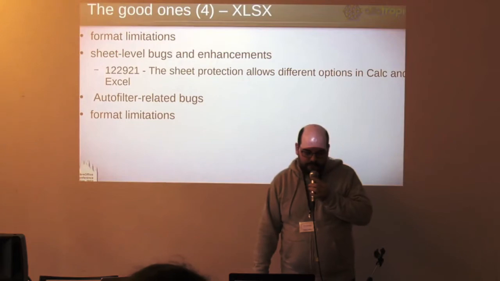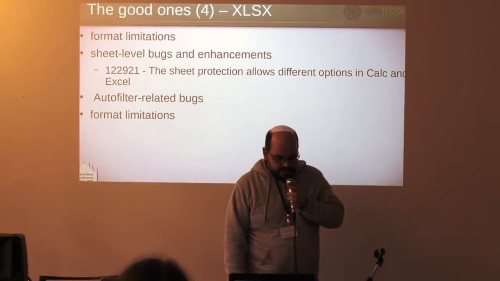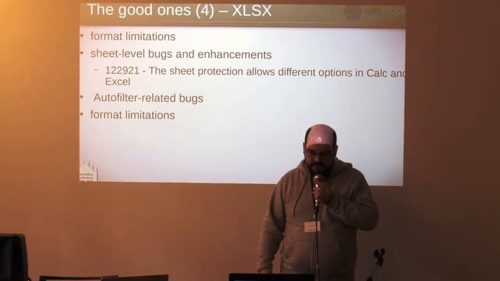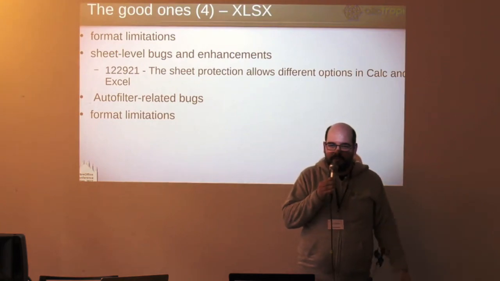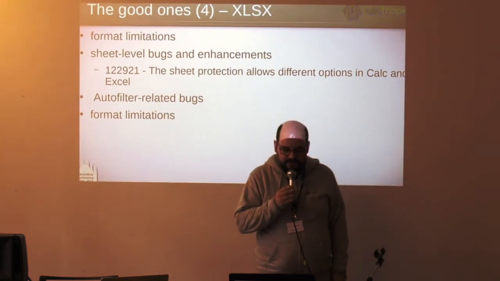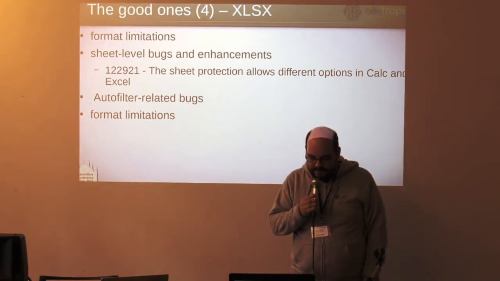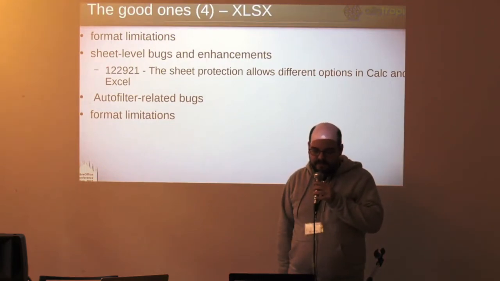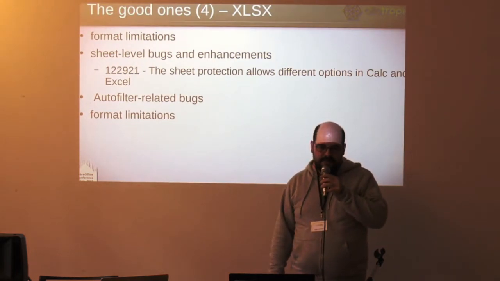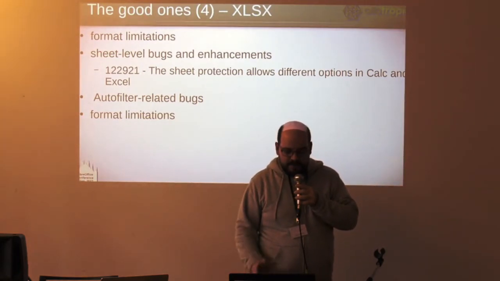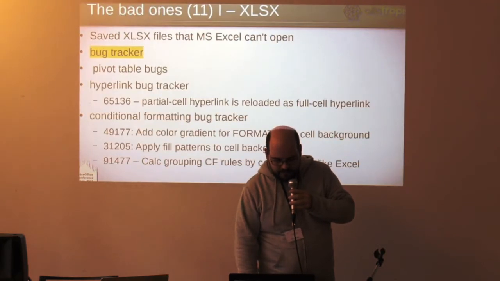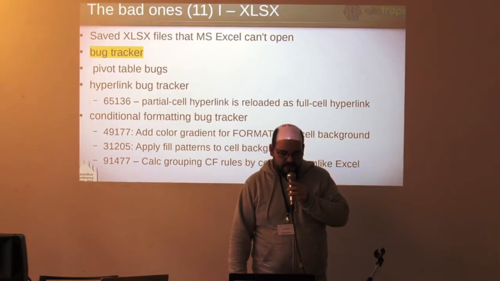And finally, we have some good ones at XLSX, finally at that. So perhaps the most important among these is the autofilter related bugs, of which my colleague Balázs Varga will have a talk tomorrow, and he will talk about his work in this area. And of course, we have this little rarely used form feature in Excel that you can password protect sheet modifications, and Excel has a lot more parts of the sheet that you can password protect. And XLSX is again in somewhat of a bad shape.